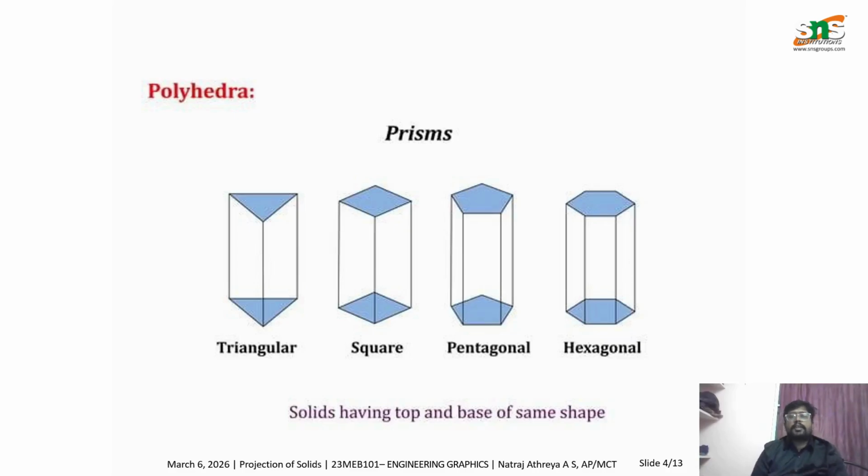So for example, obviously we have the cuboid. For a cuboid, we can have any object, let's say, for example, a brick. Let's consider a brick. The brick's top and bottom surfaces are the same shape, and it is elongated. So the brick is an example of a rectangular prism.